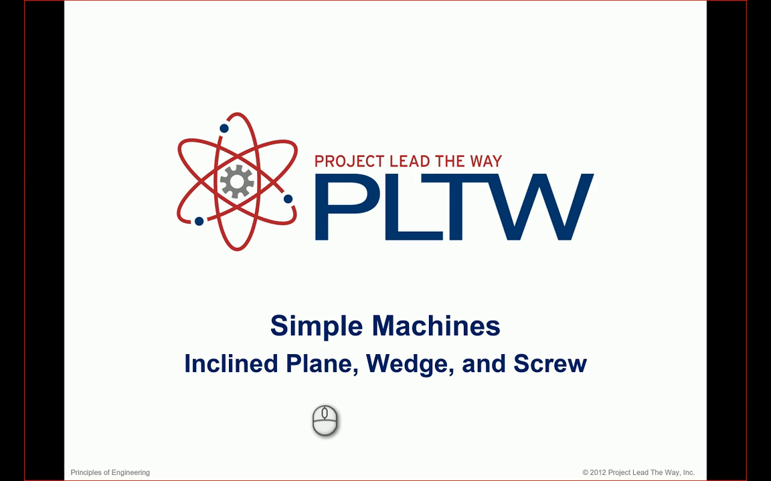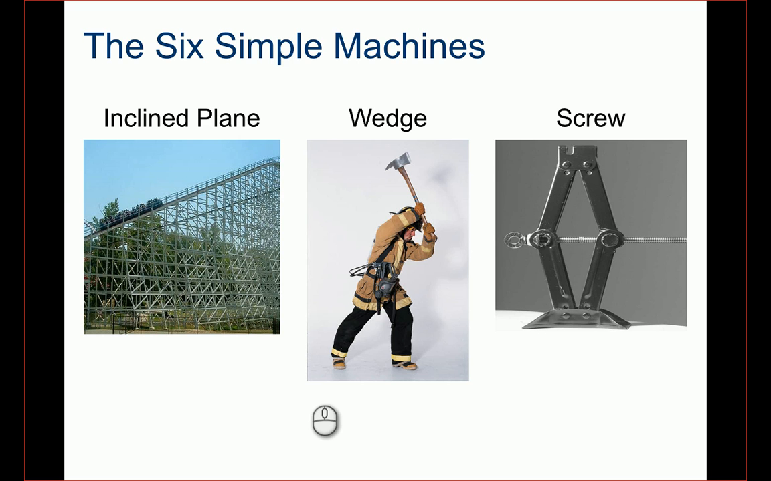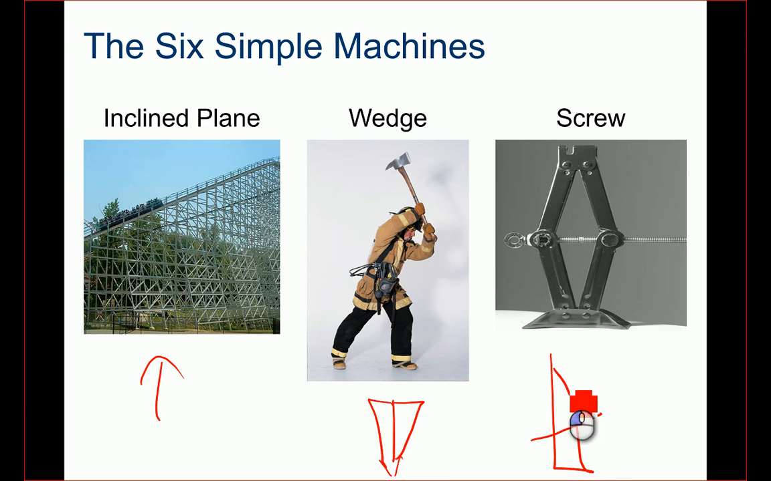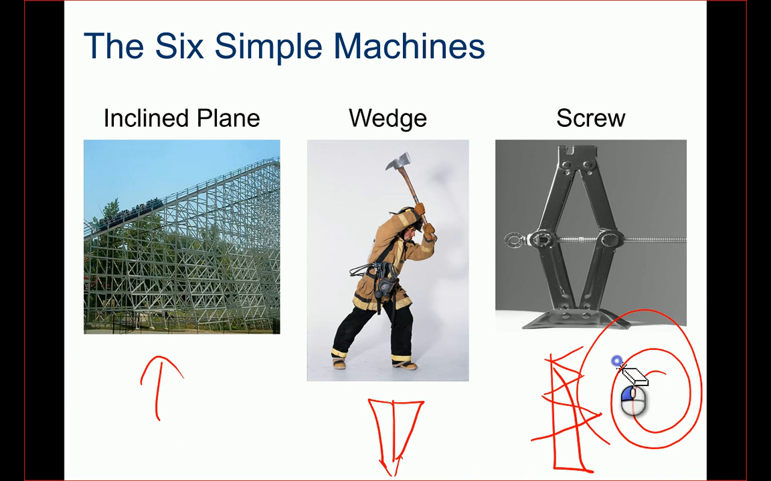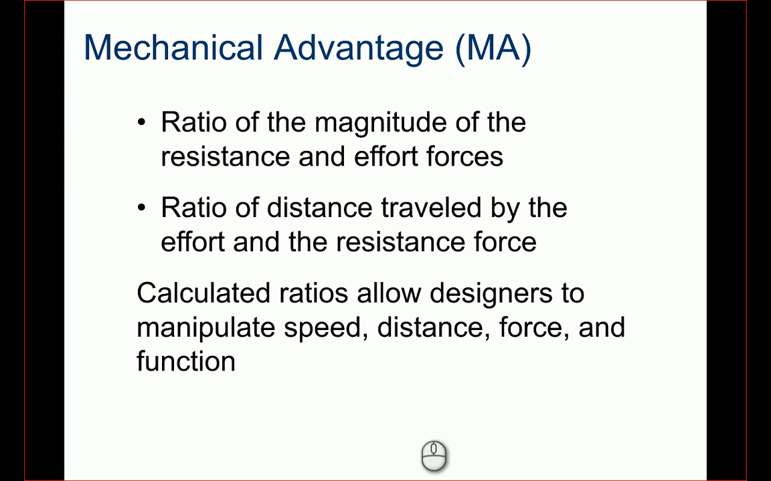Now, just a little recap. An inclined plane is just a ramp. A wedge is basically two inclined planes that are next to each other. And then a screw is basically an inclined plane wrapped around a cylinder that just keeps going over and over and over. So it's just one inclined plane wrapped around a cylinder. Okay, so let's move on.